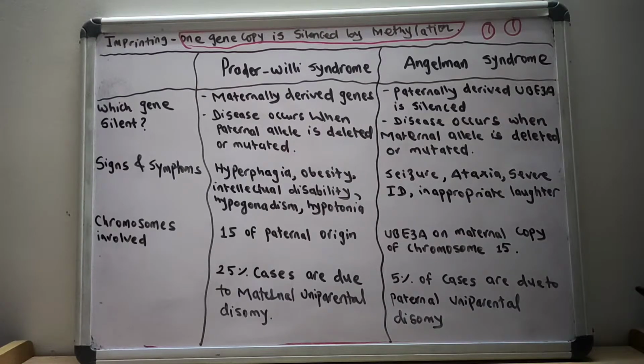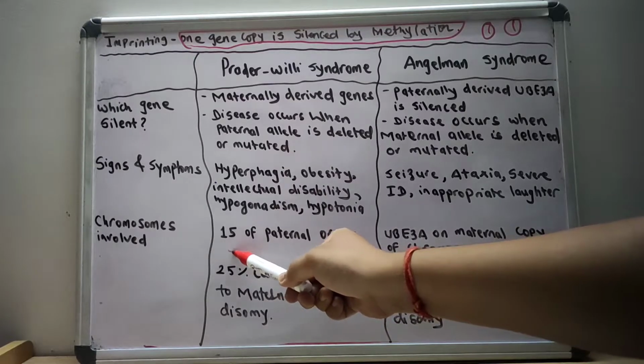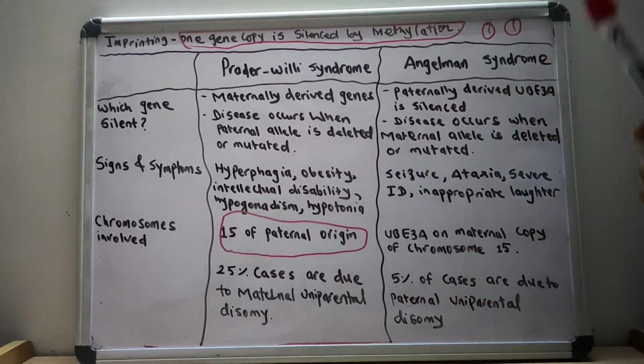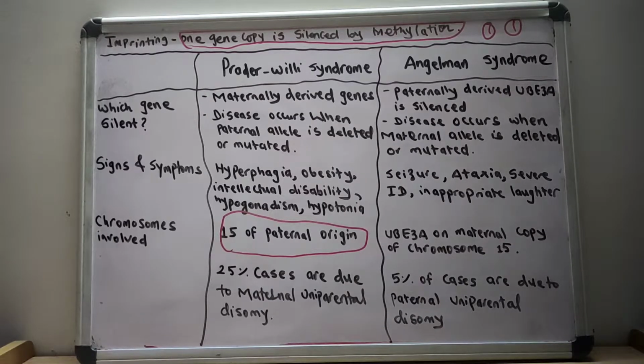So what is the chromosome involved? Chromosome 15 of paternal origin is involved in Prader-Willi syndrome. And one note: 25% of the cases are due to maternal uniparental disomy.